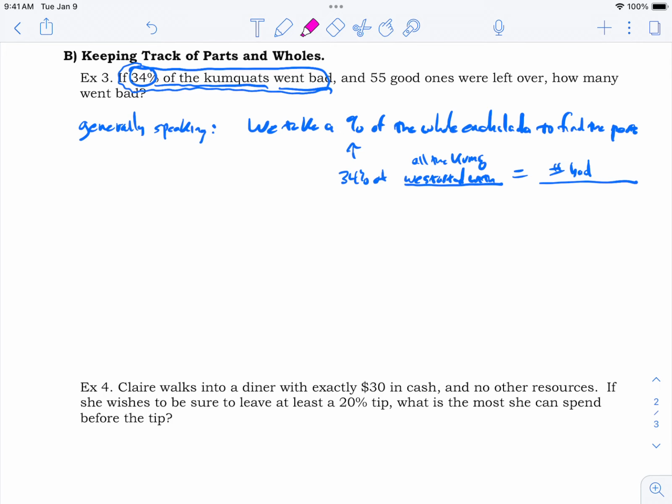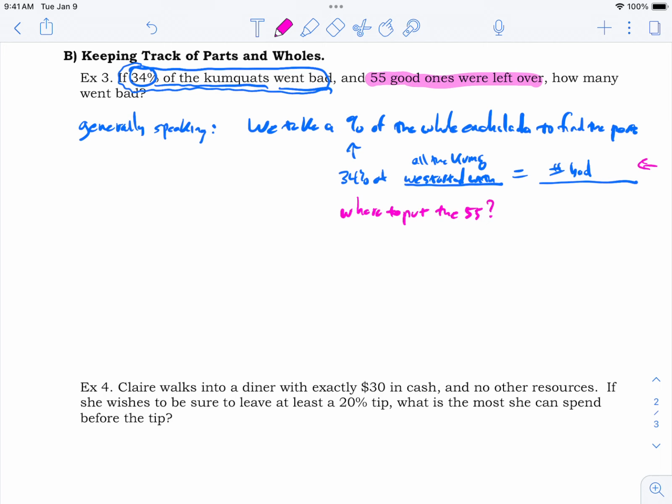Now, you read some more. And what I'm seeing here is there were 55 good ones left over. Okay, I got a 55. What can I do with the 55? Where to put the 55 is the question. Is 55 the number of bad ones? Nope. Is 55 the number that we started with? Nope. 55 is the number of good ones. Darn.